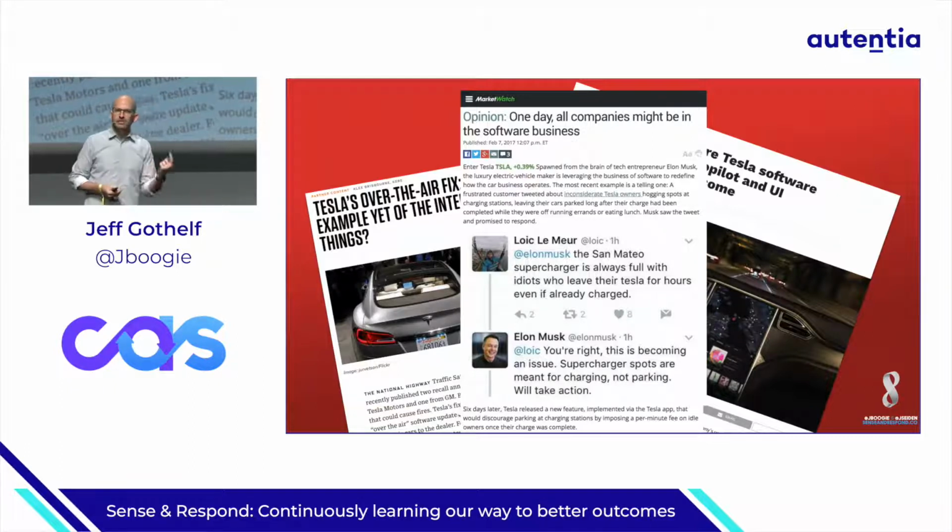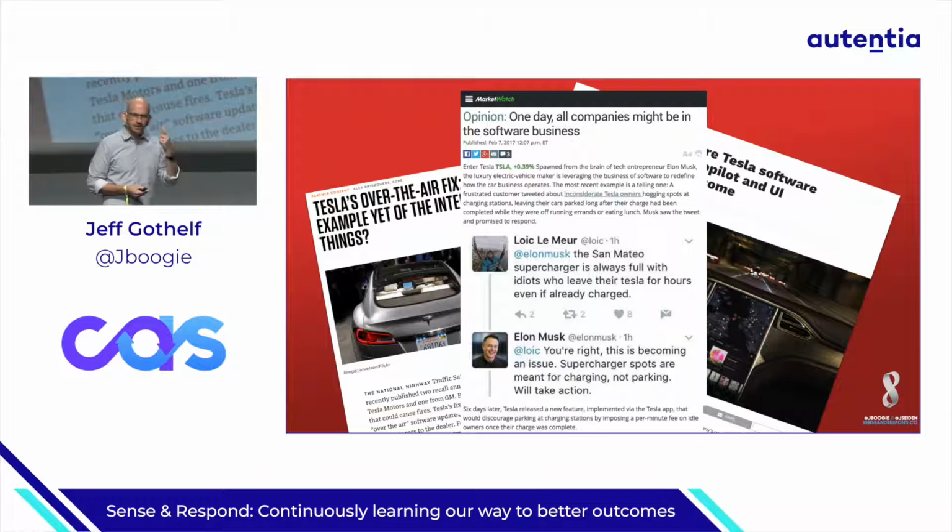Now, they're able to react in 6 days because they think like a software company. If you think about companies like General Motors, Ford, BMW, Daimler, Seat, right? They don't think like this. Right? They think like car companies. They can't move that fast. And I'll show you a perfect example of this, actually.